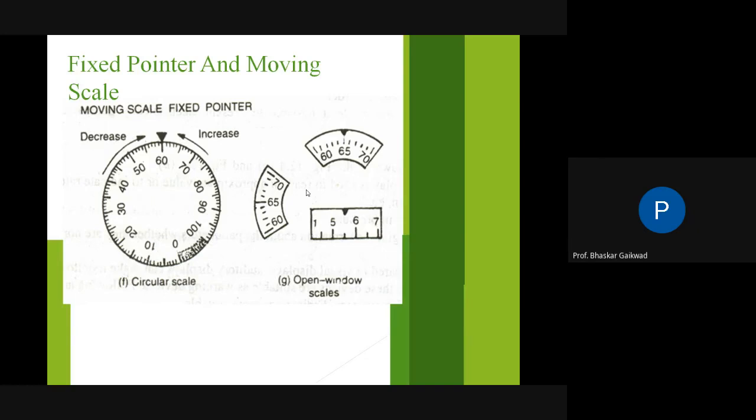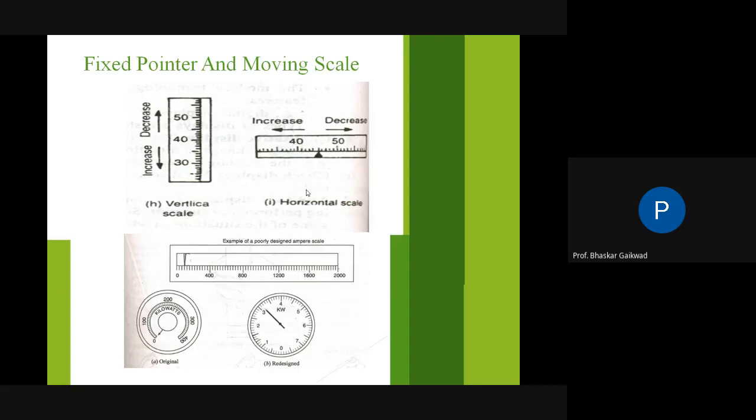We can use this type of display in machines. So, fixed pointers and movable scale. This is also one of the examples which is used in industry for pressure measurements or to measure any scale. Vernier calipers are one example of this type. Fixed pointer and moving scale is there. You can see the vernier caliper scale, that is a movable scale. Actually, two types of scales are there: the fixed scale, that is called the main scale, and the movable scale, that is called the vernier scale. This is one of the examples of this.